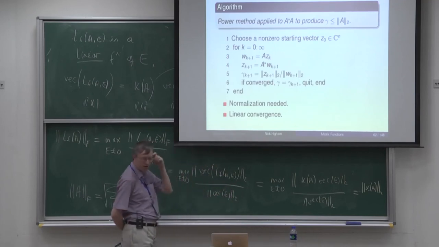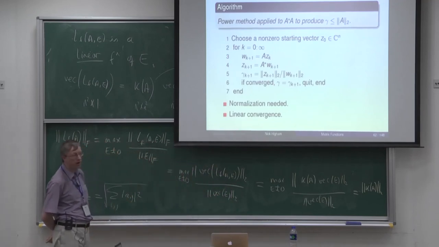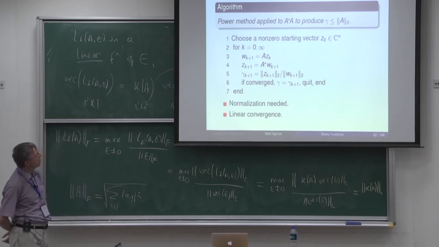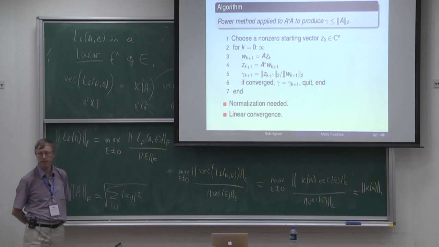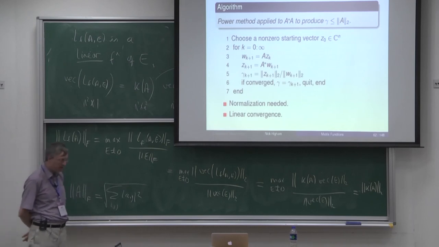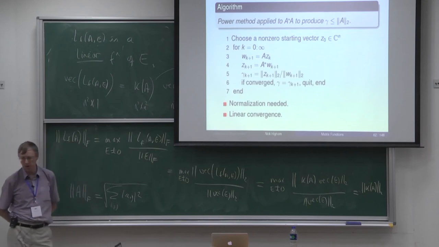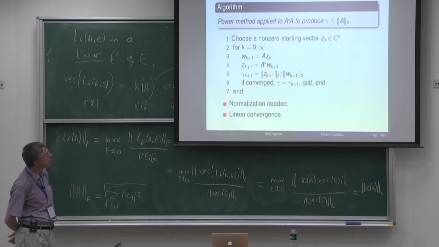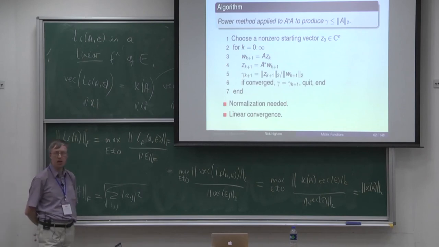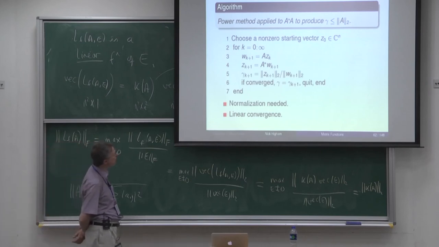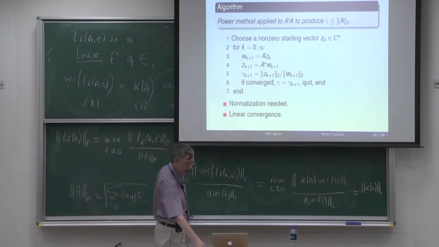Here's a slide I added that's not on the handout. I just thought you might need to recap what the power method is. The power method is a method for estimating the largest eigenvalue of a matrix. If we apply it to A star A, it will give us an estimate of the largest singular value or the 2 norm. And here's what it looks like when it's written out in all its detail.